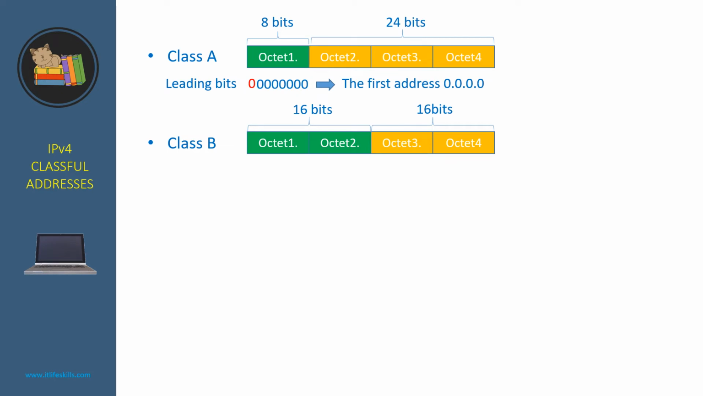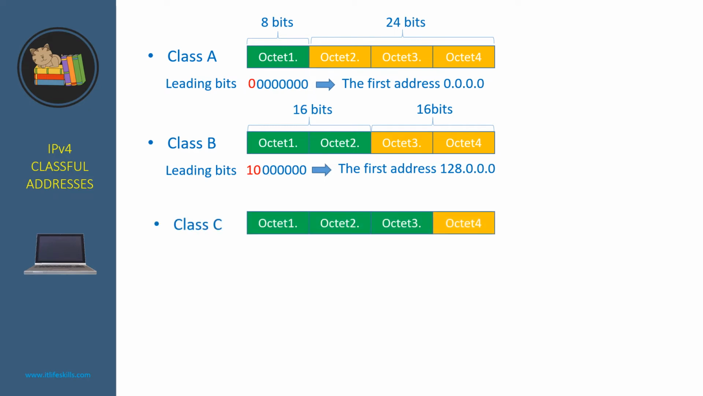It always has the first two leading bits of 10. So the first address in binary is this, and in decimal it is 128.0.0.0.